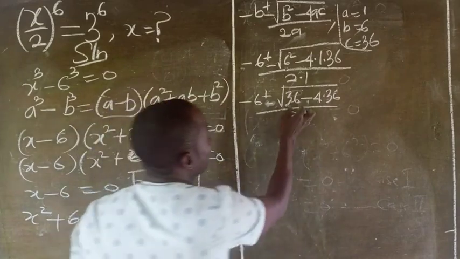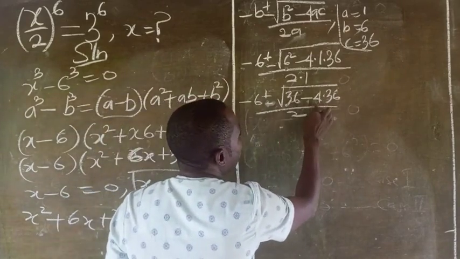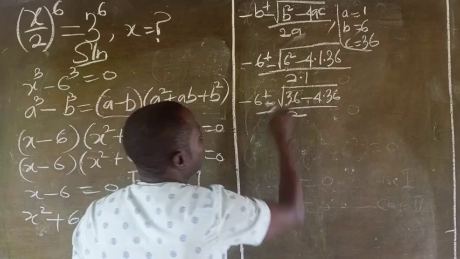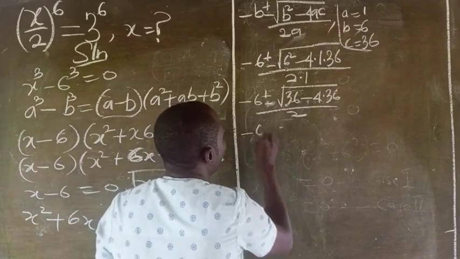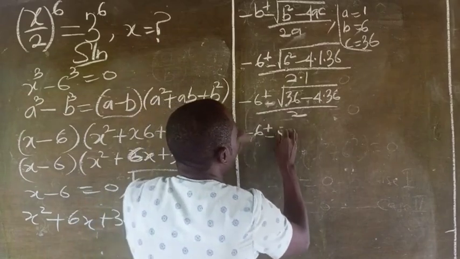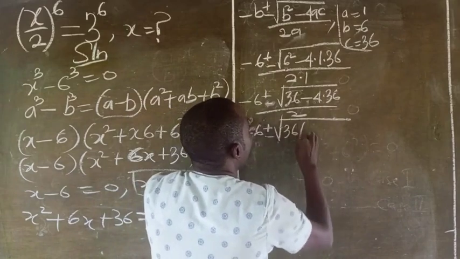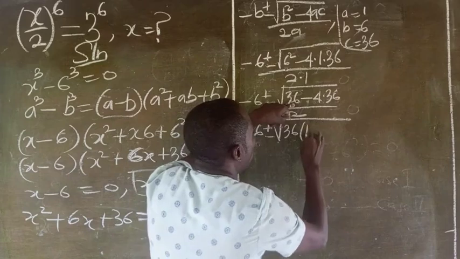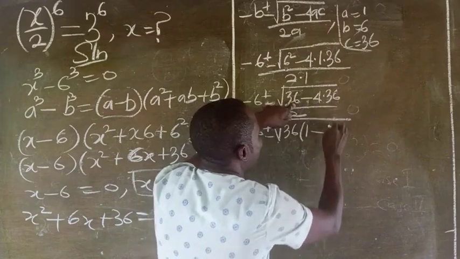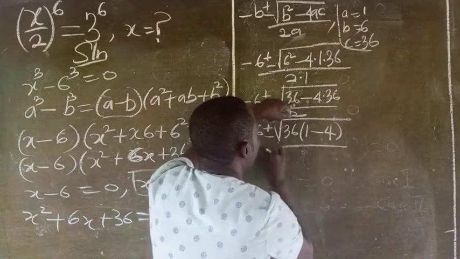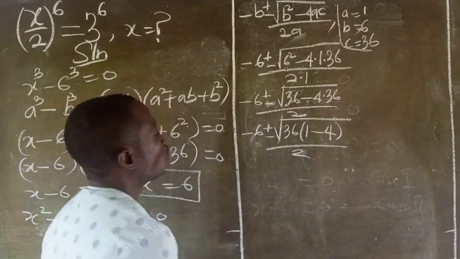And if you look closely, 36 is common here and it's here. This is 4 times 36. You can factor it out, and it becomes minus 6 plus or minus square root of 36. If you take 36 from here, you are left with 1, minus, if you take 36 from here, this is 4 left, all over 2.